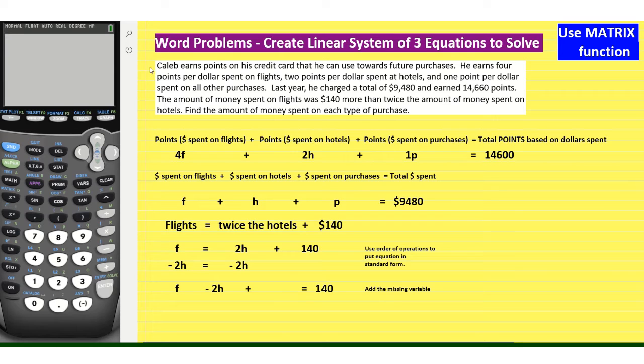Let's read our problem. It says that Caleb earns points on his credit card that he can use toward future purchases. He earns 4 points per dollar spent on flights, 2 points per dollar spent on hotels, and 1 point per dollar spent on all other purchases. Last year, he charged a total of $9,480 and earned 14,660 points. The amount of money spent on flights was $140 more than twice the amount of money spent on hotels. Find the amount of money spent on each type of purchase.